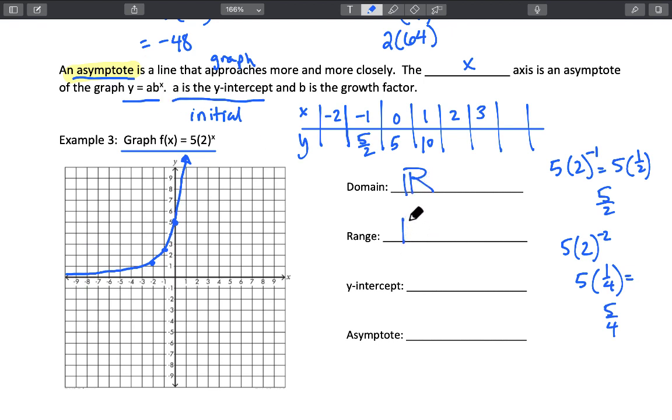Our range, though, is only all reals greater than 0. Remember, this x-axis, and I'm going to highlight this in a different color, this x-axis right here is an asymptote. It's a line that the graph approaches but never touches. Finally, our y-intercept here is when x was 0, our y was 5. Our asymptote, as we just said, was our x-axis.